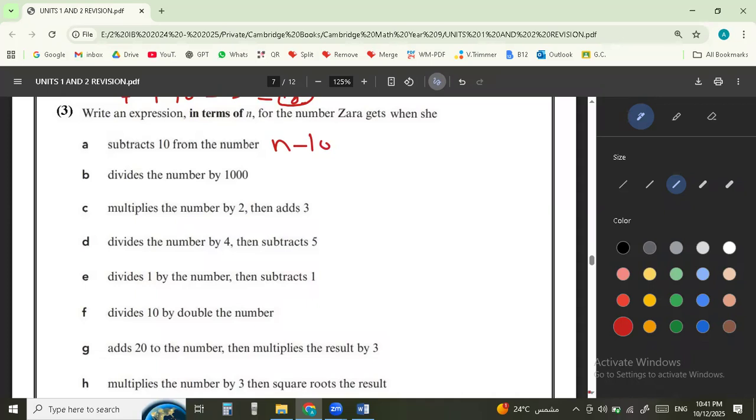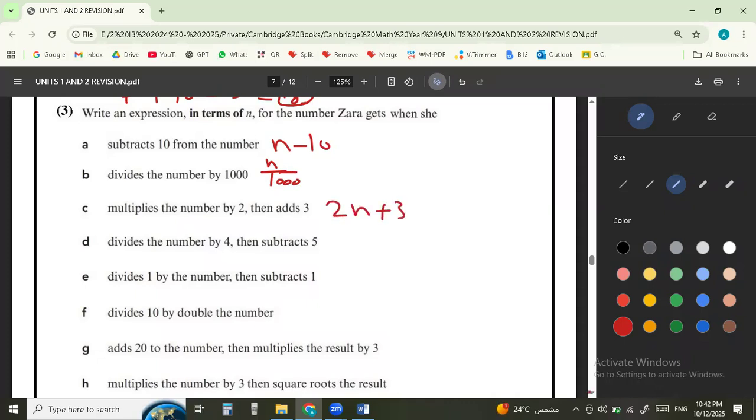So minus 10. Divides the number, they said it first, the number over 1000. Multiplies the number by 2, so it is 2n. Then adds 3.